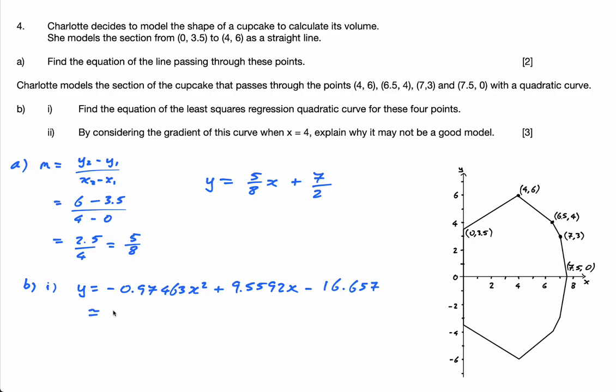If you want, guys, as always, 3 significant figures, 0.975x squared plus 9.56x minus 16.7. That's the 3 significant figures. Okay. Next thing, he says, by considering the gradient of this curve when x equals 4, explain why it might not be a good model. Okay, so what is the gradient of this when x equals 4?